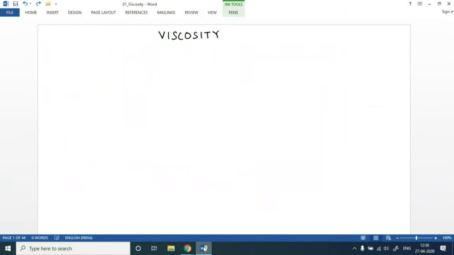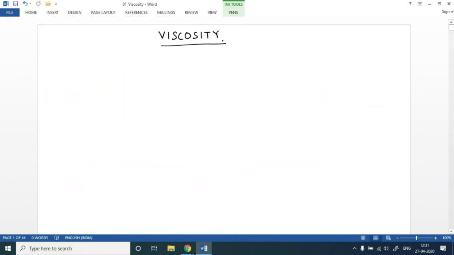As we all know, viscosity is a property of fluid by virtue of which adjacent layers of fluid, if they have a tendency of relative motion between them, oppose that tendency of relative motion. That phenomenon is known as viscosity, and we are going to look into the quantitative aspect of that phenomenon. So let's start our discussion.